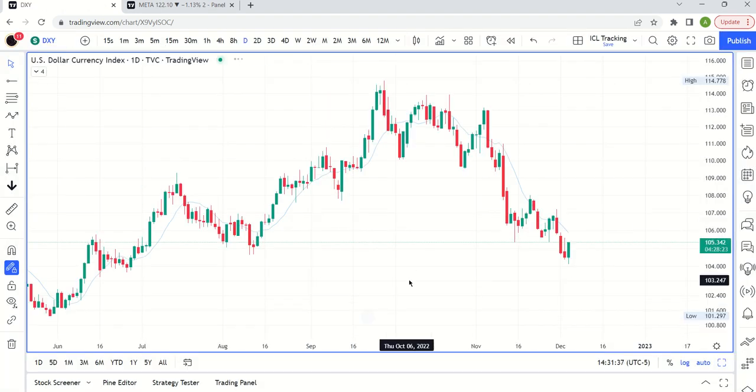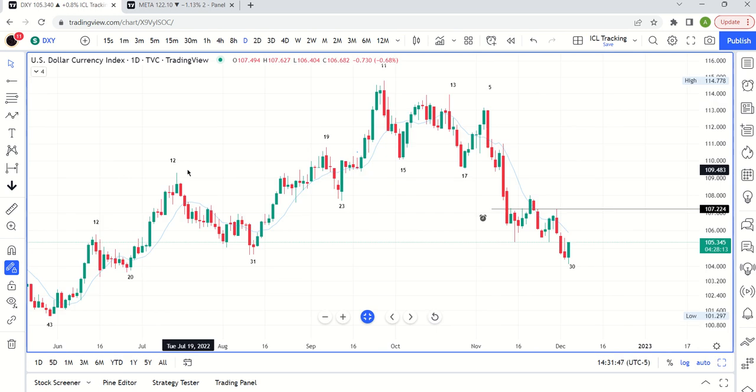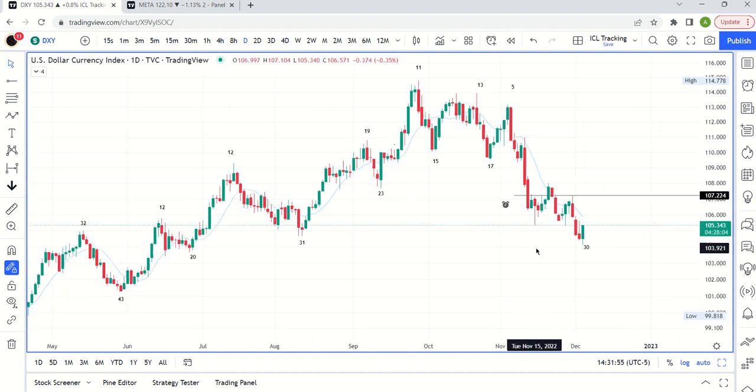We're going to do our update on Dixie today. Really important where this thing goes. A lot of other things will follow or try to take cues from it. So we will start on the daily chart. It is December 5th, about 2:30, so past the lunch hour.